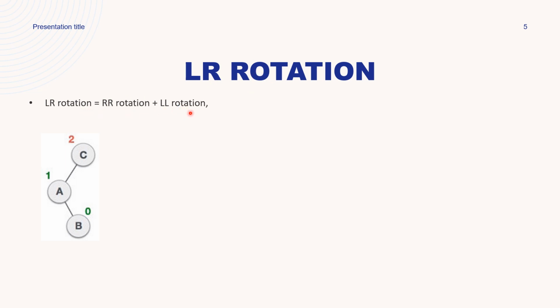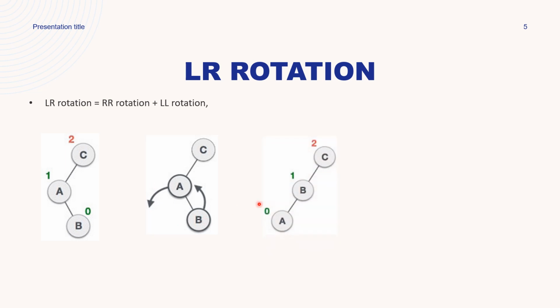Hence RR, meaning anti-clockwise rotation on the subtree rooted at A, is performed first. By doing the RR rotation, a single rotation, node A has become the left subtree of B. After performing the RR rotation, node C is still unbalanced because it has balance factor 2, as the inserted node A is in the left of C.